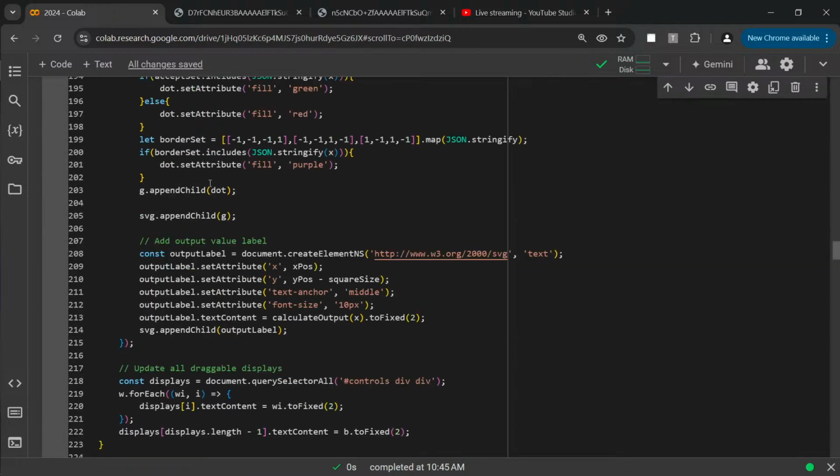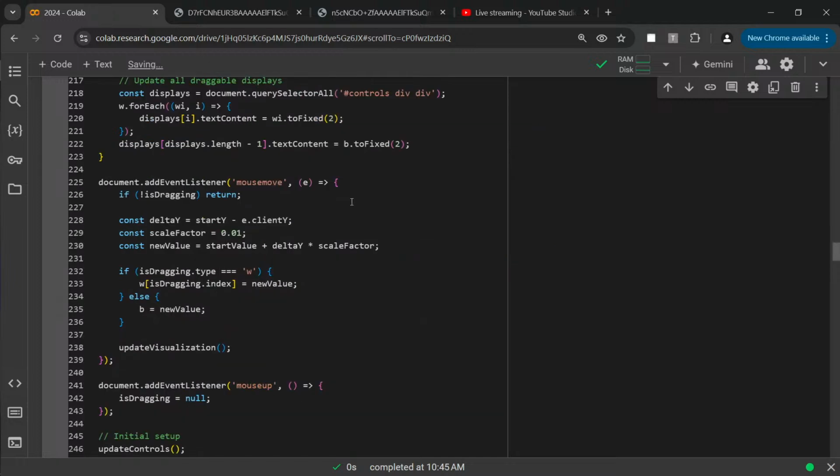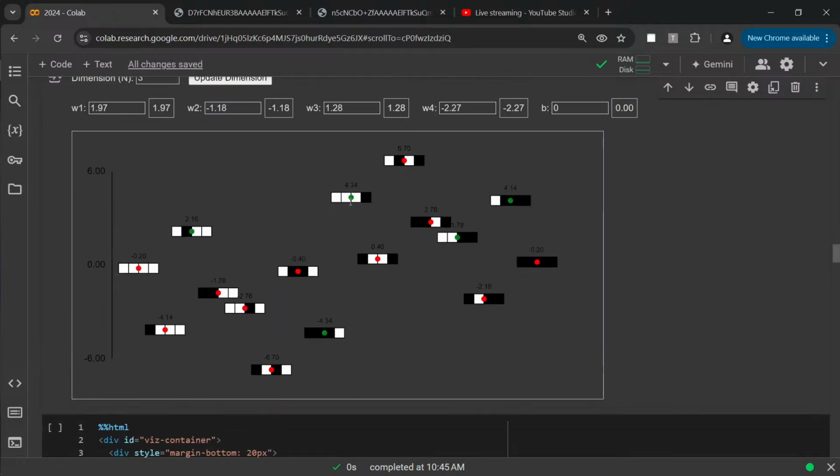Also, I need to get rid of the purple thingy. Okay. Yeah, so this is the 16 inputs. This is if you display them according to their dot product with the weight array.